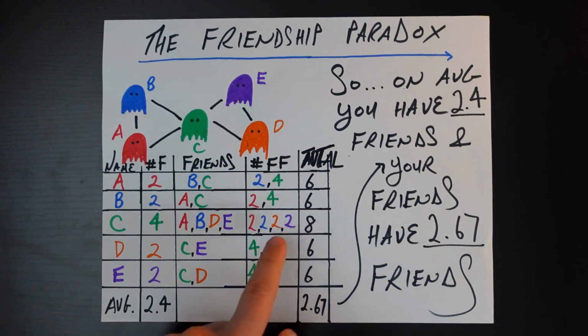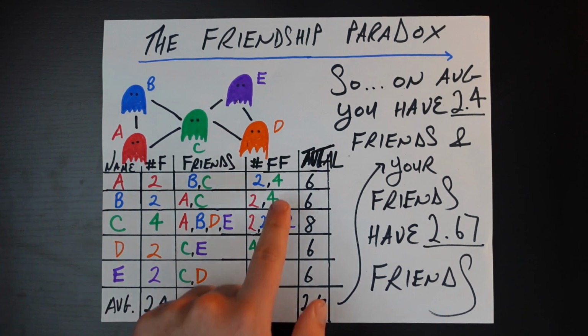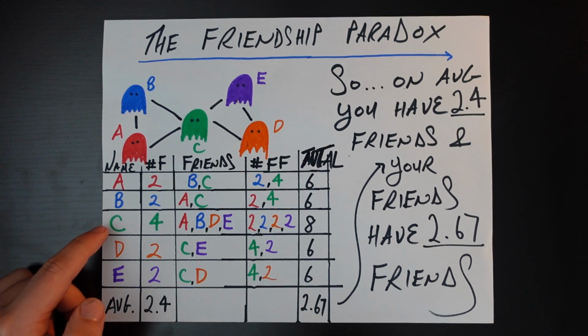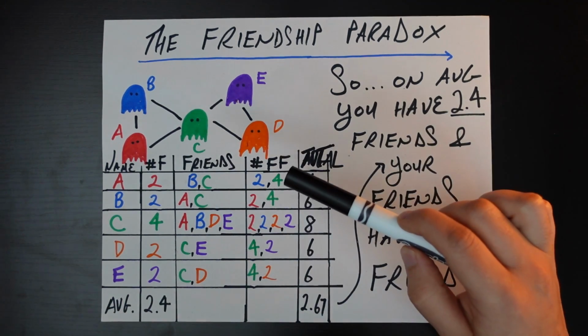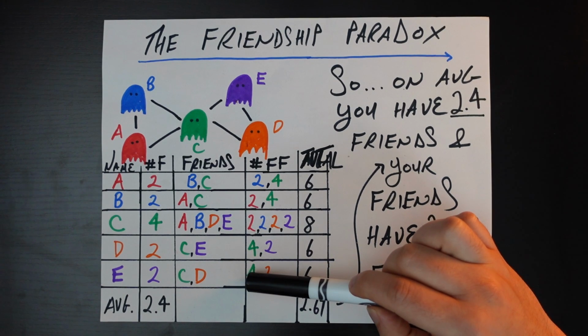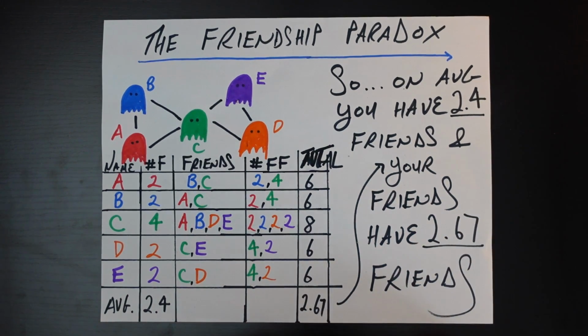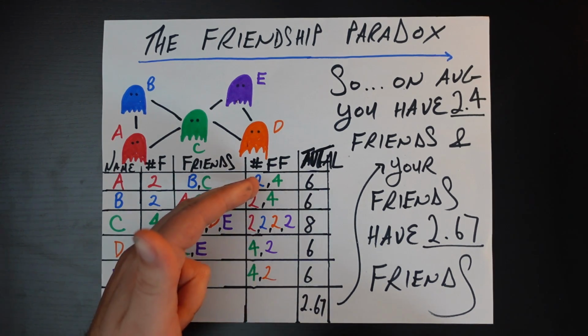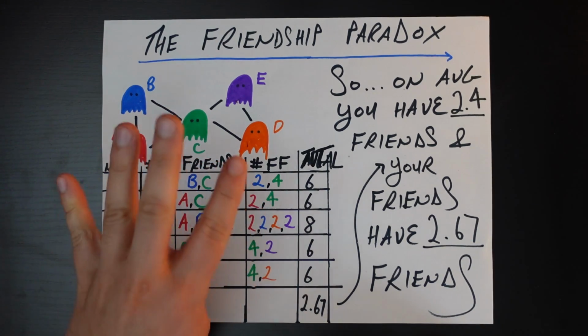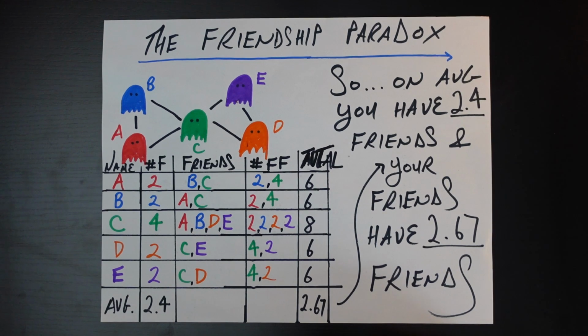Now, how about this purple 2? This purple 2 also shows up twice. Now, what about this green 4, which represents the number of friends that C has? This green 4 shows up 1, 2, 3, 4 times. So this is a small example, but it sure does seem like the number of times that a particular number shows up is the value of that number itself. This 2 shows up 2 times. This 4 shows up 4 times. Now the real question is, is that just a coincidence or is it a fact?